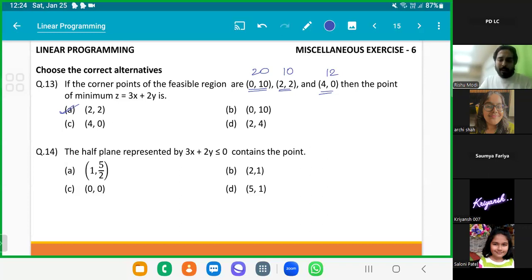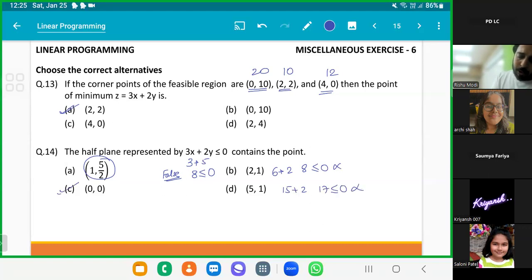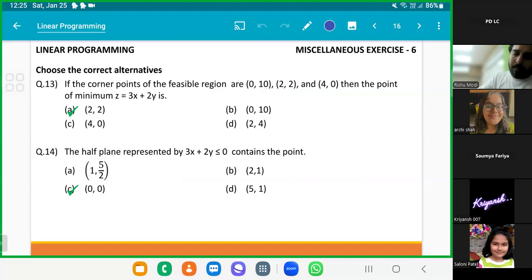Please check that. If I substitute, for example, 1, 5 by 2, so this will be 3 plus 2 into 5 by 2 is 5. Is 8 less than equal to 0? Answer will be no. It is not possible. Similarly, you will substitute 2, 1. So it will be 6 plus 2. Again, 8 less than equal to 0? No. 15 plus 2, 17 less than 0? No. Only option C, 0, 0 will satisfy this constraint. So answer for the 14th one will be option C.